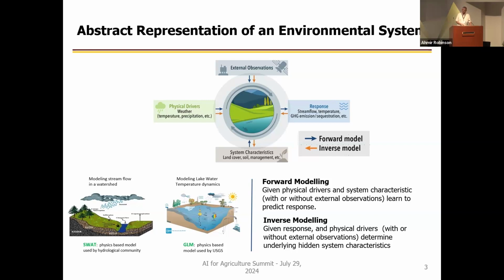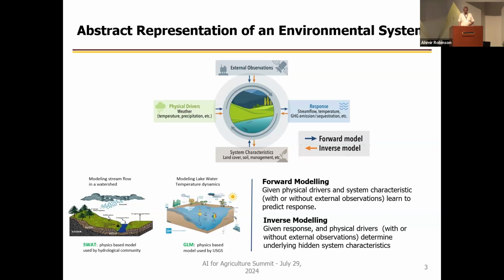Process-based modeling is, of course, used for forward modeling. Machine learning is increasingly being used for forward modeling. Process-based models, of course, also use inverse modeling to find out the inherent characteristics, but it's a very expensive process. And increasingly, there is an interest in machine learning models as well to go there.